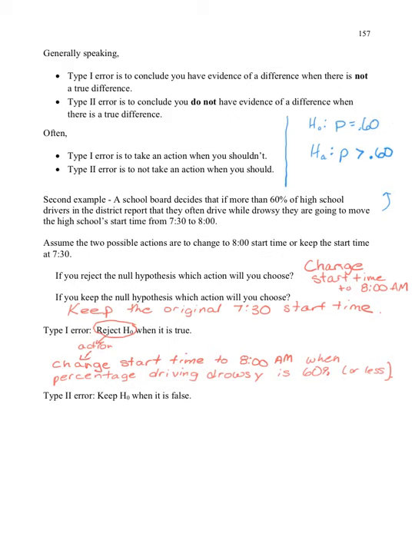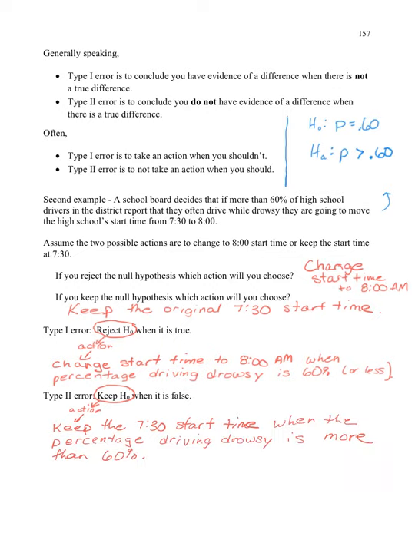The null is true. And our type 2 error, on the other hand, is to keep the null when it's false. Our action when we keep the null is to keep the 7:30 start time when the percentage driving drowsy is more than 60%.